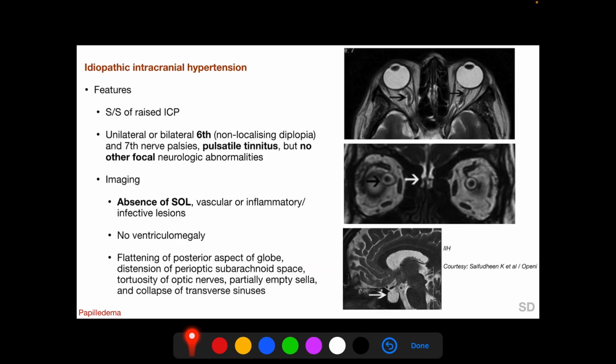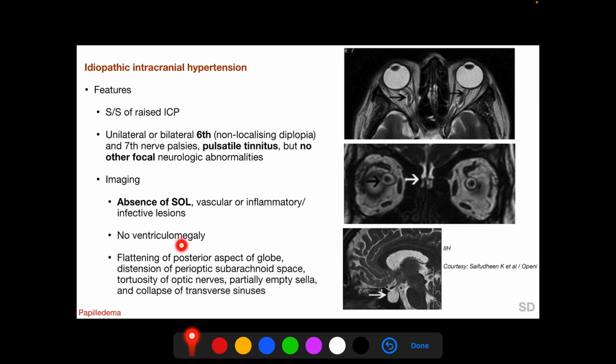Idiopathic intracranial hypertension is one of the primary causes of raised intracranial pressure, and we find signs and symptoms of raised intracranial pressure such as headache, nausea and vomiting, and transient visual obscuration, along with unilateral or bilateral sixth cranial nerve palsy, pulsatile tinnitus, but no other focal neurologic abnormalities. We will see later that unilateral or bilateral sixth nerve palsy with raised intracranial pressure is non-localizing. It does not lead us to localize the lesion. So in imaging, we do not find any space occupying lesion, neither do we find vascular, inflammatory or infective lesions.